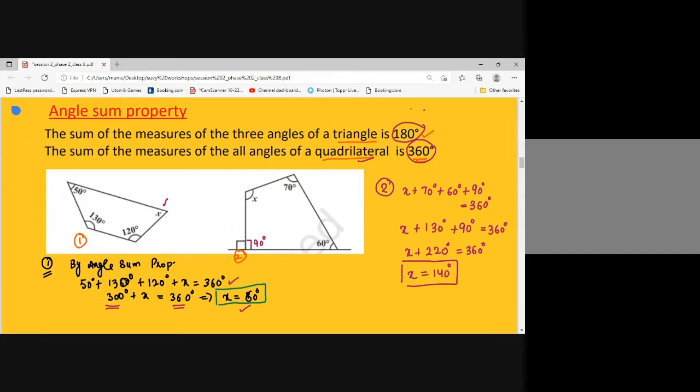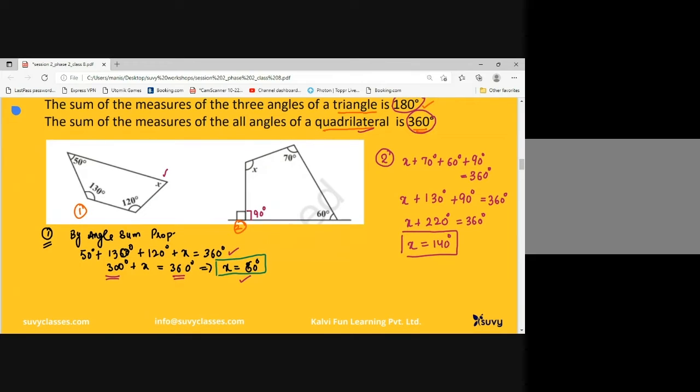Yes, ma'am. Clear? Clear. Ma'am, I have one doubt actually. Yeah, you can ask. Ma'am, can we define that a quadrilateral is a polygon which has more than 4 sides? No.